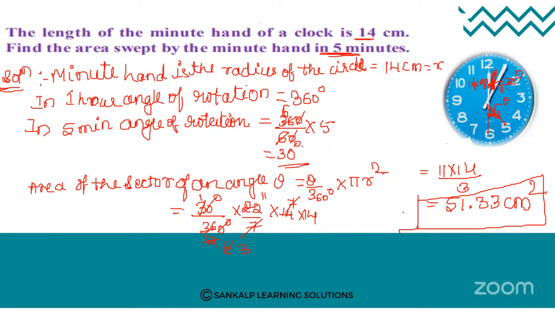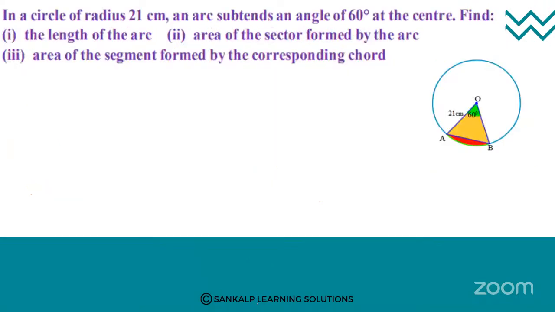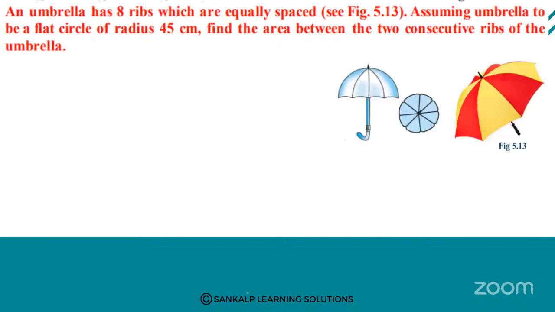Area of the sector of an angle theta, right? So here first we calculated the angle of rotation in 5 minutes. That means we got the theta value. And r they have given, that is the length of the minute hand, that is 14 centimeter. Now by using these two values, we can find out the area of the sector. So next, these are big questions, yes, so we'll solve this question.